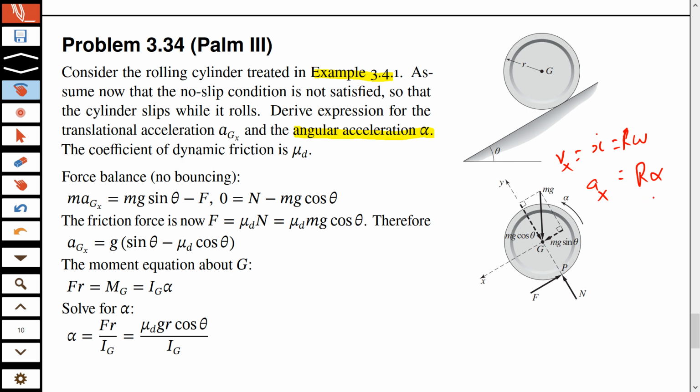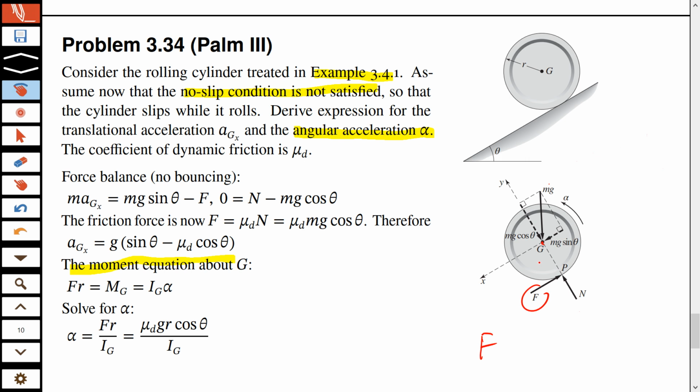So you see, we get those kinds of relationships, but we can't do that here because that is applicable only when there is no slip. Here, the no-slip condition is not satisfied, so we have to work that out separately. So you have to write down the moment equation about G. This mg will have no moment because it is passing through G, and this n will have no moment because it is also passing through it. Only f will have moment.